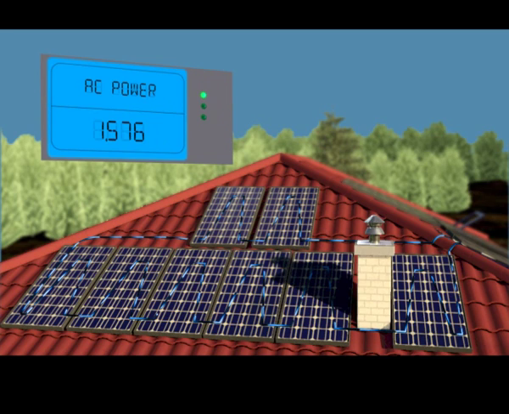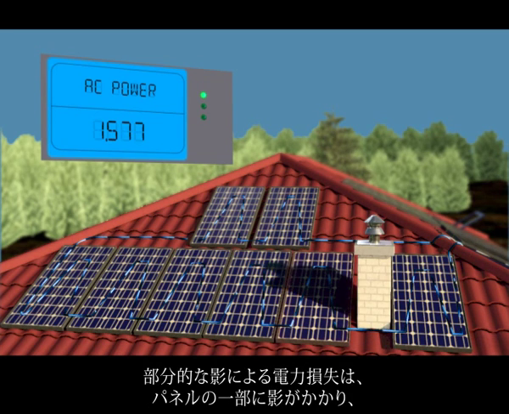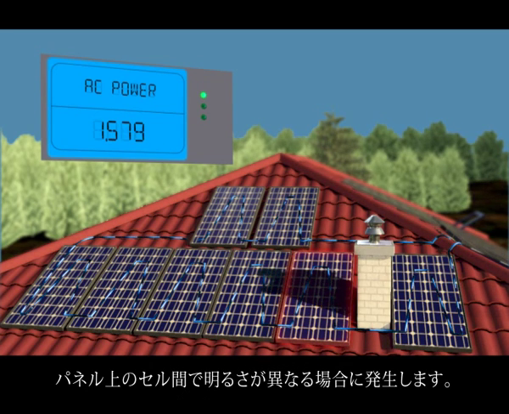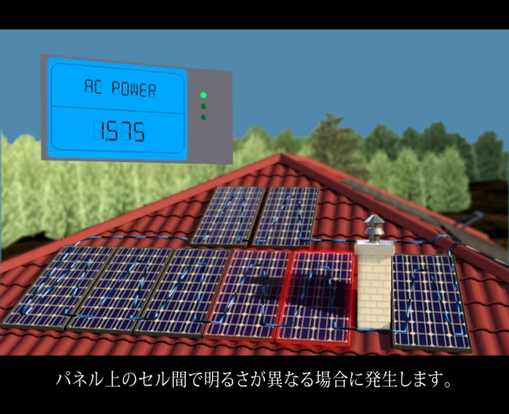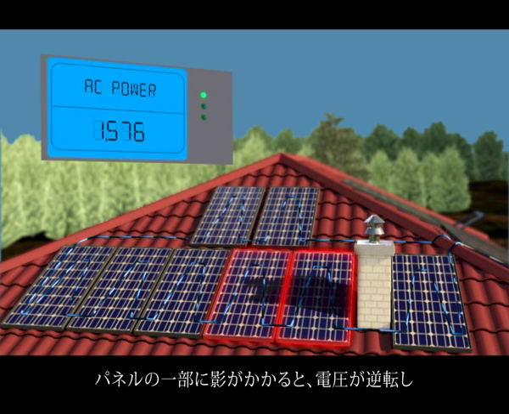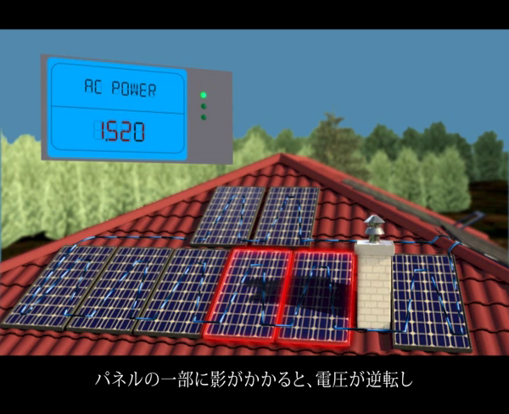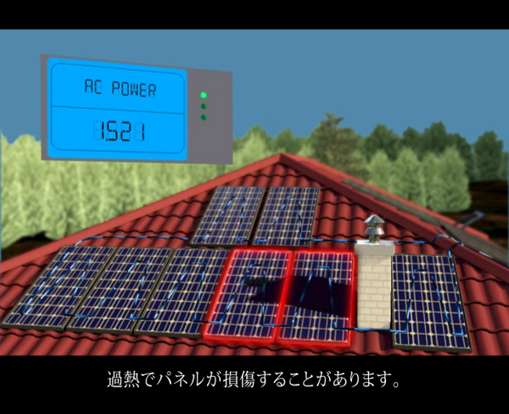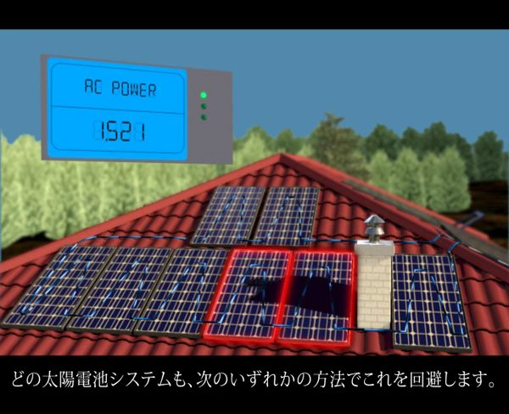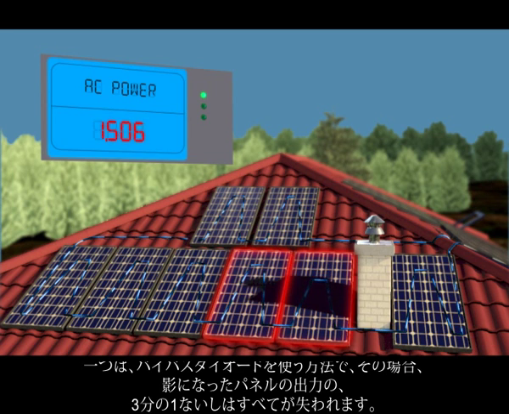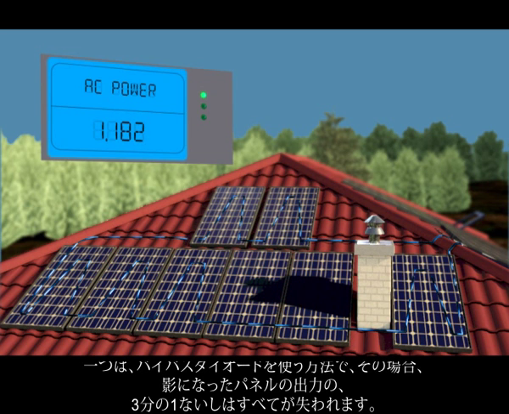The power loss from partial shading occurs when part of a panel is shaded, causing different levels of illumination on the cells in the panel. When a panel is partially shaded, its voltage may reverse. This can result in panel damage due to overheating. All PV systems prevent this in one of two ways. The panel bypass diodes conduct, causing shaded panels to lose from 1/3 to all of their power.